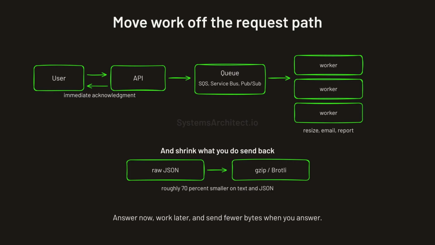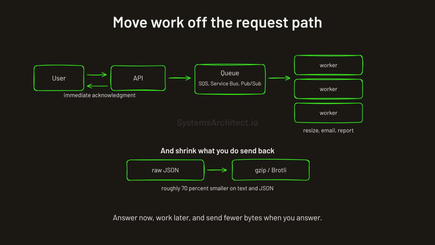Not every task needs to finish before you answer the user. Asynchronous processing takes slow work out of the request and hands it to a queue or an event stream. The user gets an immediate acknowledgement while resizing or emailing happens behind the scenes. Amazon SQS, Azure Service Bus, and Google Pub/Sub also absorb spikes that would overwhelm your workers. Event-driven architecture generalizes this, letting components react to events instead of blocking on each other. That decoupling means a slow downstream service degrades one feature rather than every request.